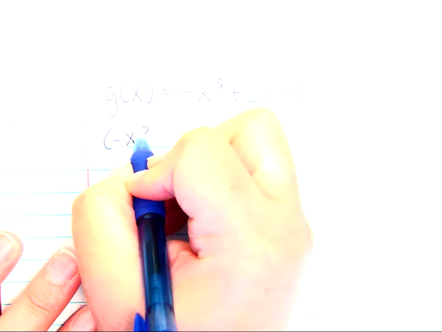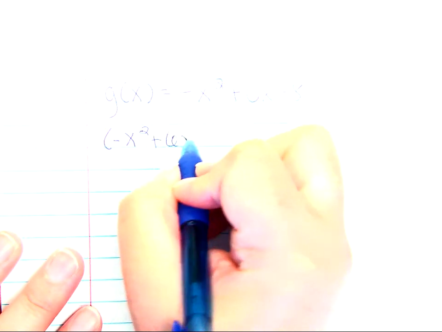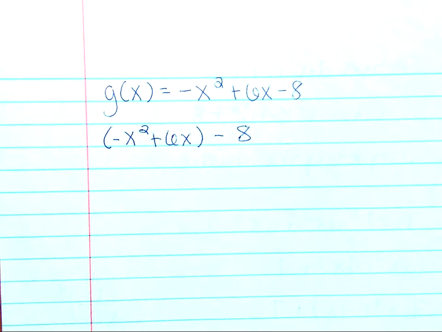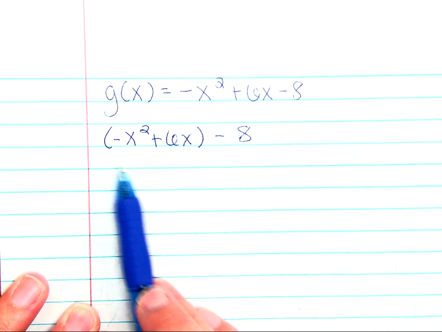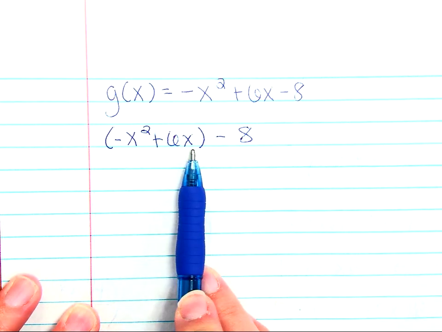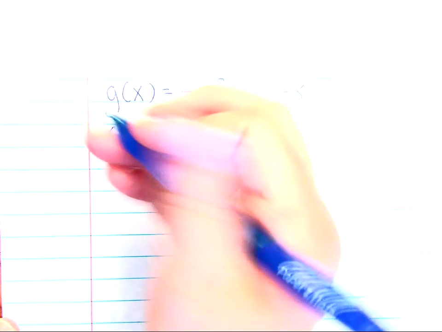First thing you need to do is group your first 2 terms together. That starts getting you your parentheses. Now, I want to look at what these have in common. And I know I want this to be a positive x in here. So I'm going to take out negative 1 from both those terms.